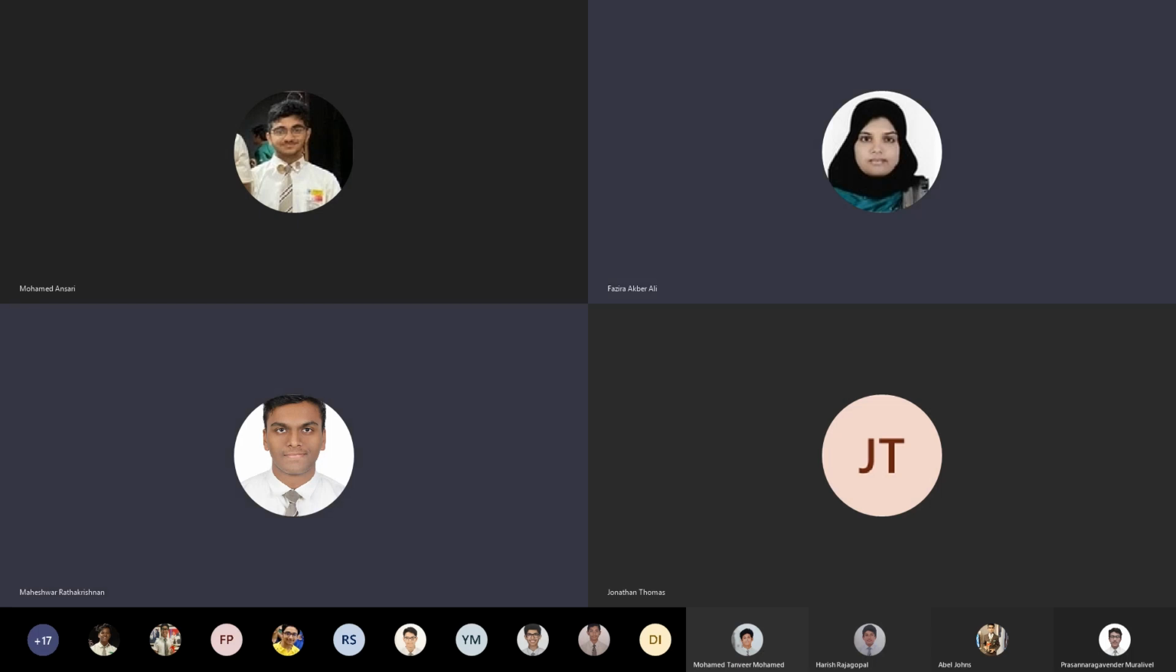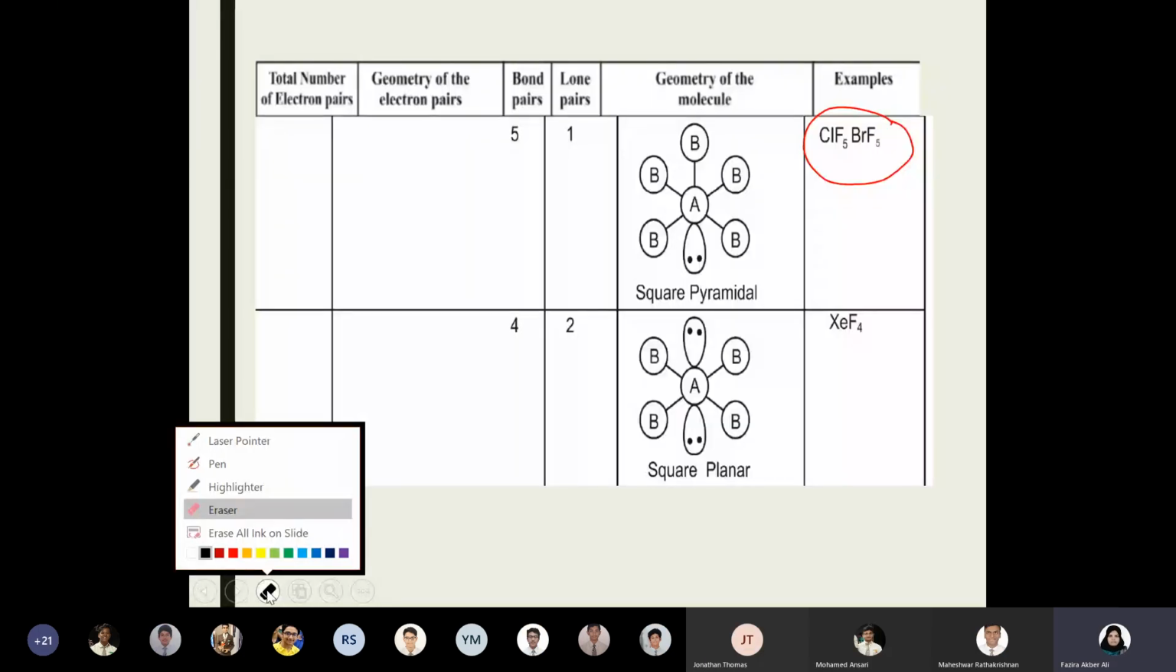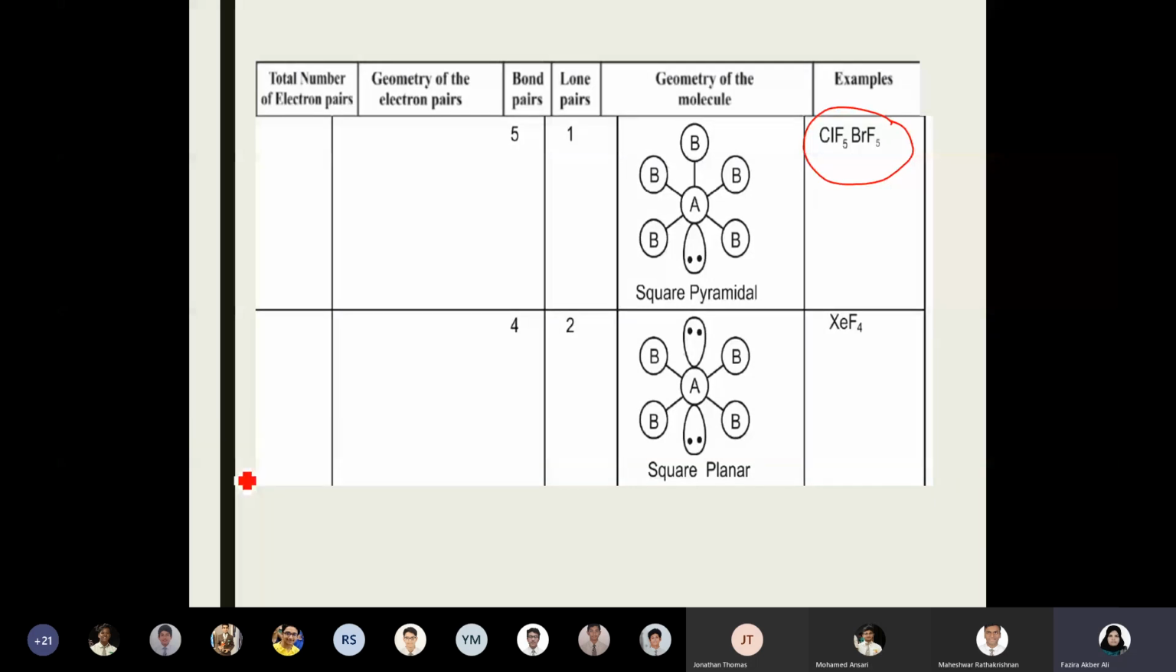So here, as you can see, the central atom is making 5 bonds. Out of 7 electrons of group 7, whether you take ClF5 or BrF5, you have 7 electrons, and out of 7 electrons, 5 are making bonds. So 5 bond pairs, and that 2 electrons, or 1 electron pair, is free. It is non-bonded. So 5 plus 1 will give you 6. If it is 6, the expected geometry is octahedral arrangement.